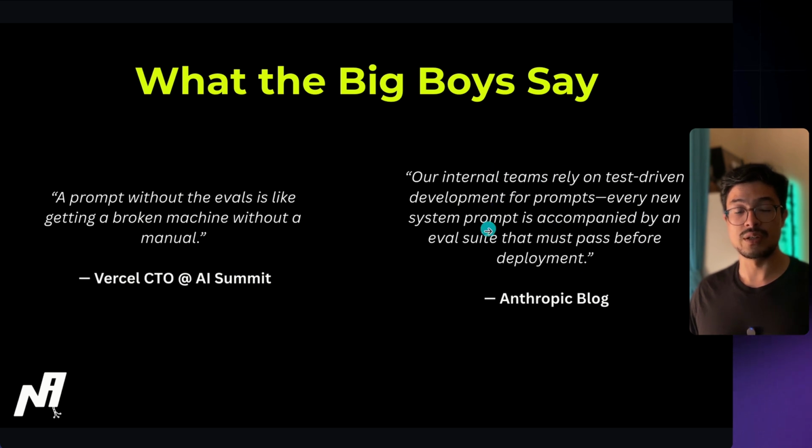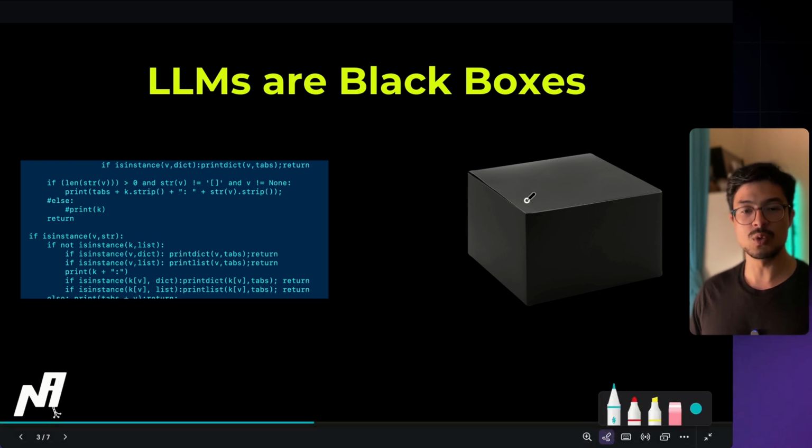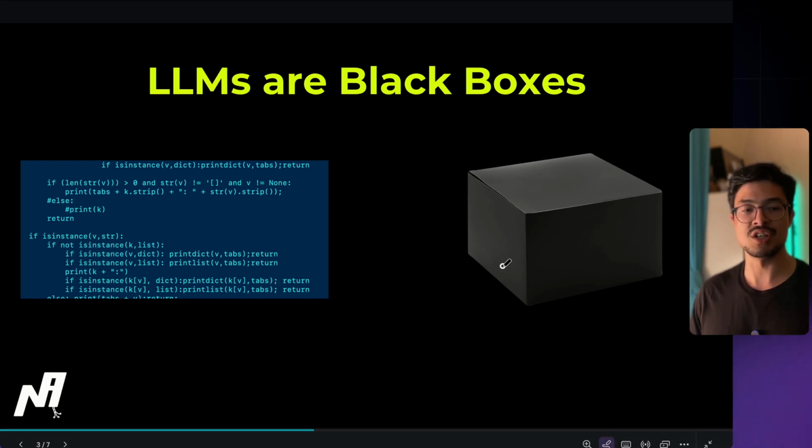So essentially what they're saying here is that their internal teams use and set up these evaluations in order to improve their system prompts. And this is what evaluations are mainly used for, to improve the system prompts. And the main reason we use evaluations to improve system prompts is because LLMs are essentially black boxes. We don't really know what's happening inside it and how to change it effectively, you know?